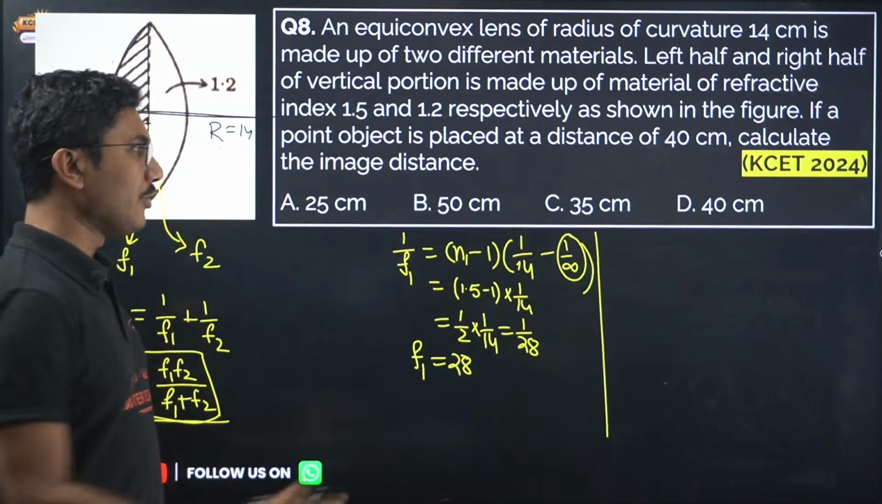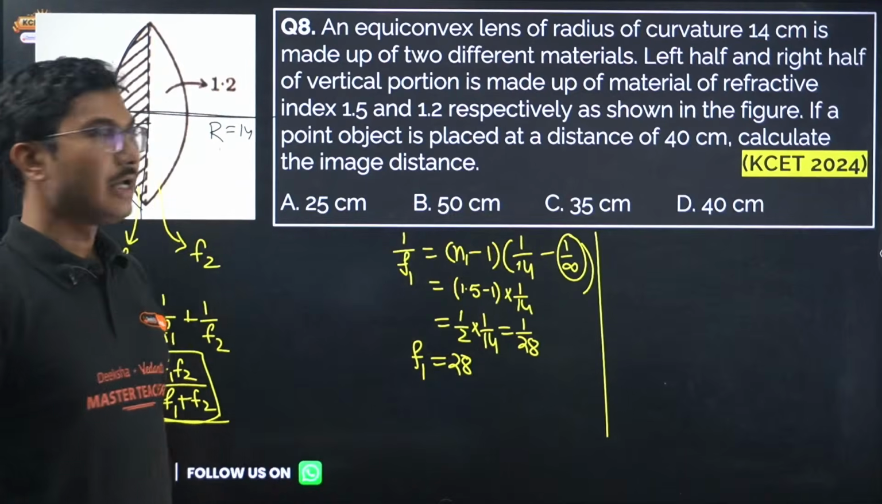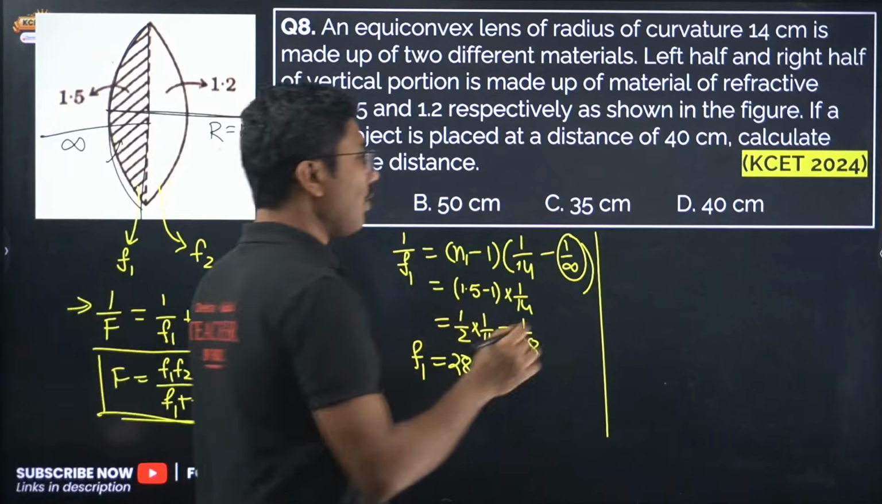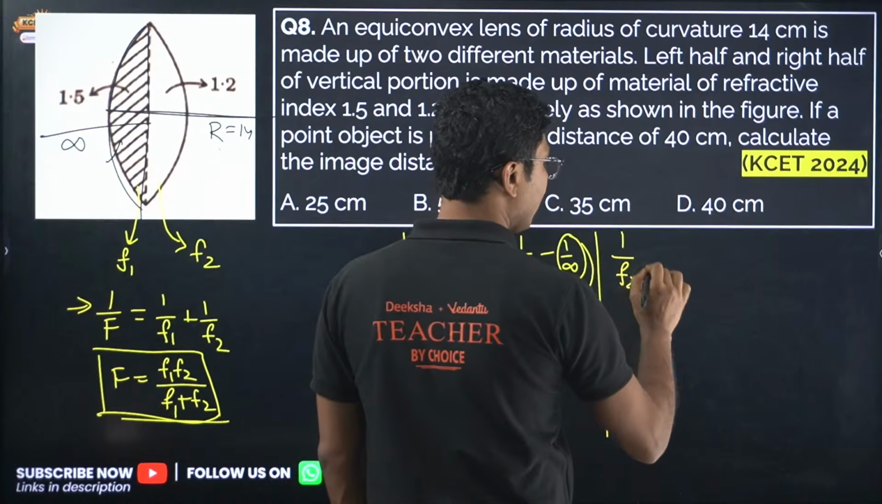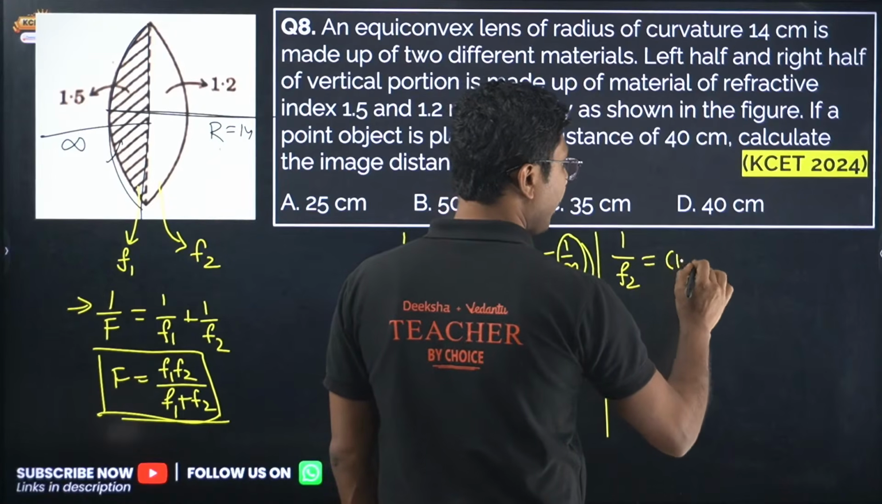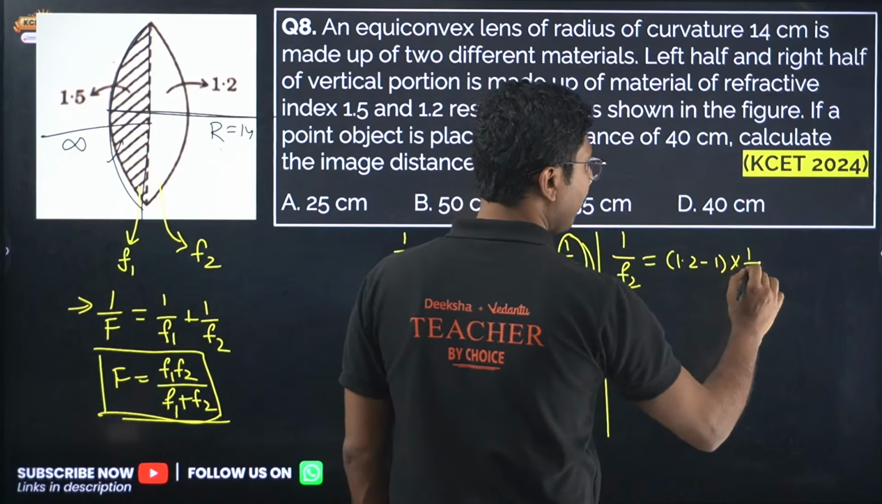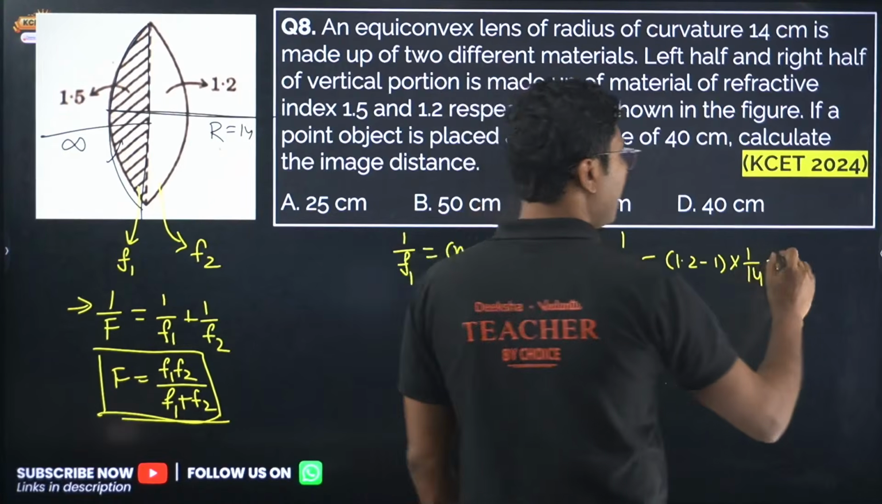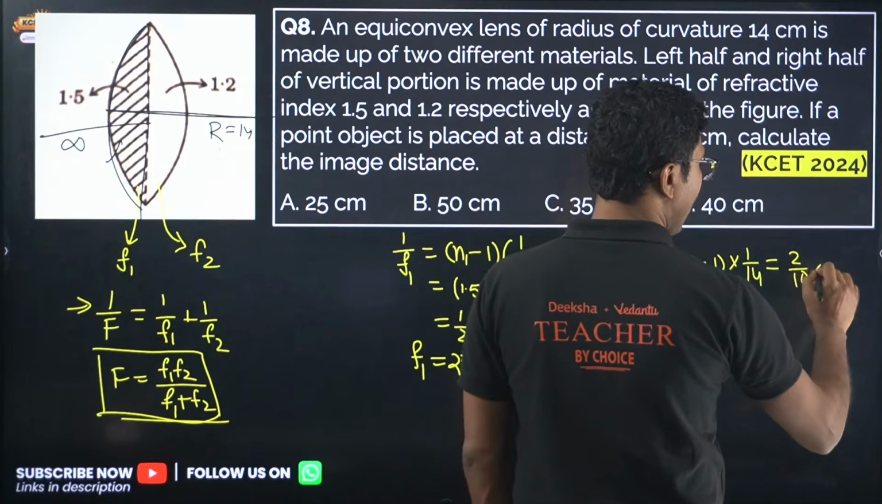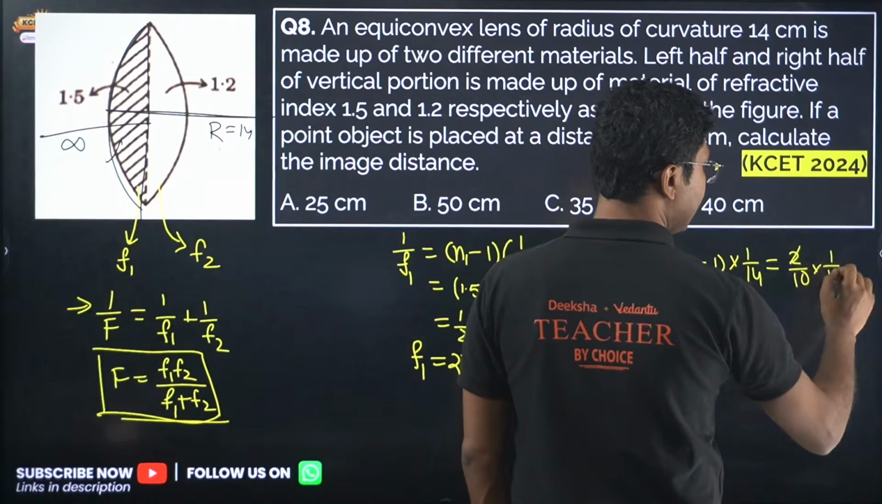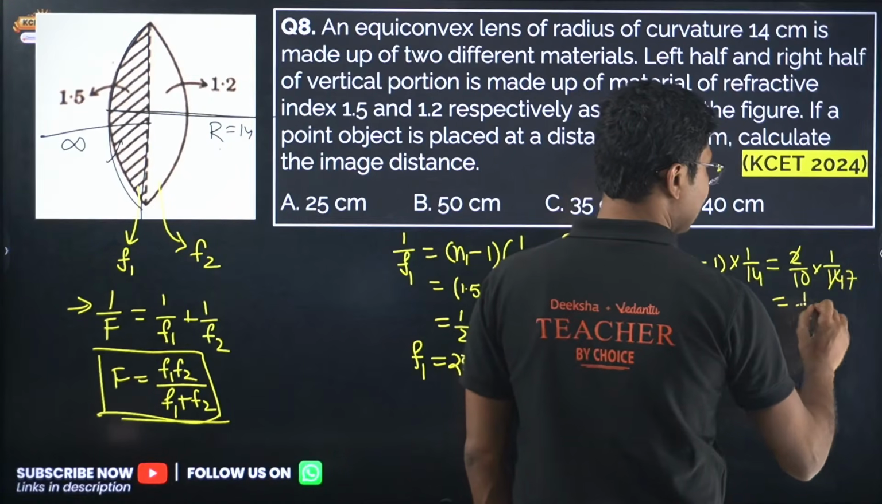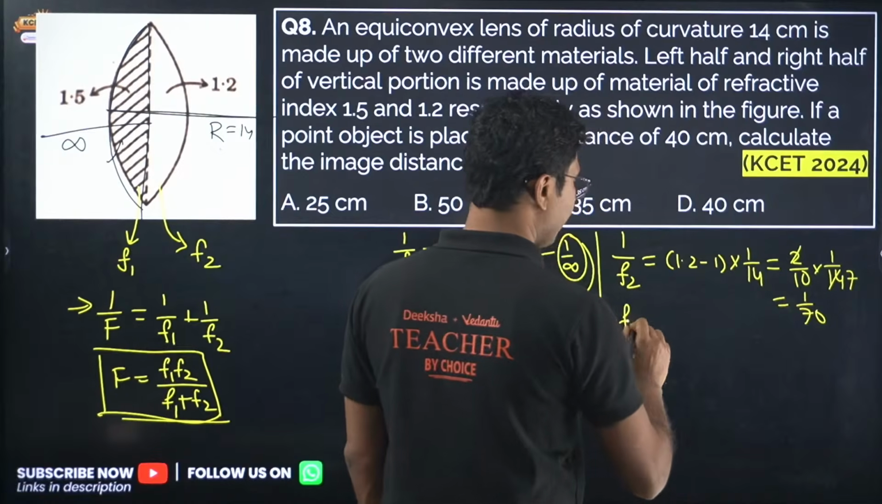Similarly, now you have realized how to solve it. Similarly, you can say that 1 by F2 must be equal to (1.2 minus 1) into 1 by 14. That is 2 by 10 into 1 by 14. So that is 7, so 1 by 70. So F2 is equal to 70.